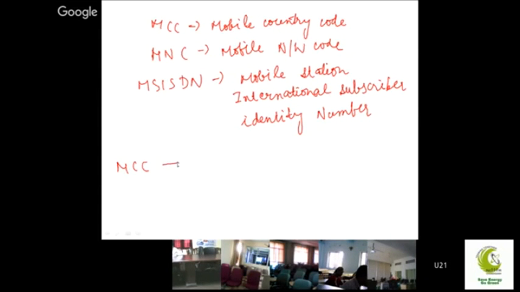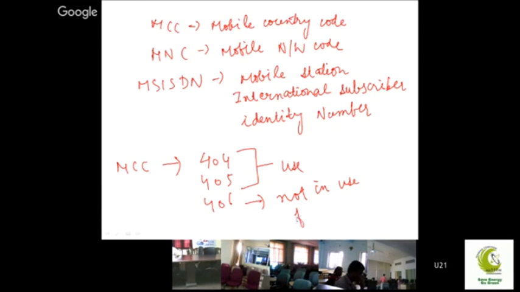Now, for the mobile country code, India has 3 types: 404, 405, 406. Initially, 404 and 405 are in use. 406 is not in use. Right now, 404 and 405 are sufficient to cope with the number of users we have.